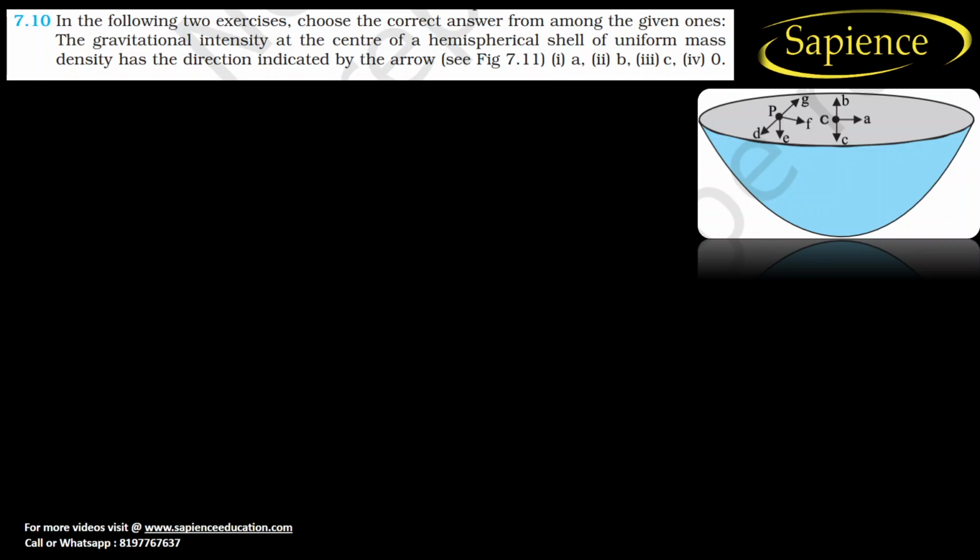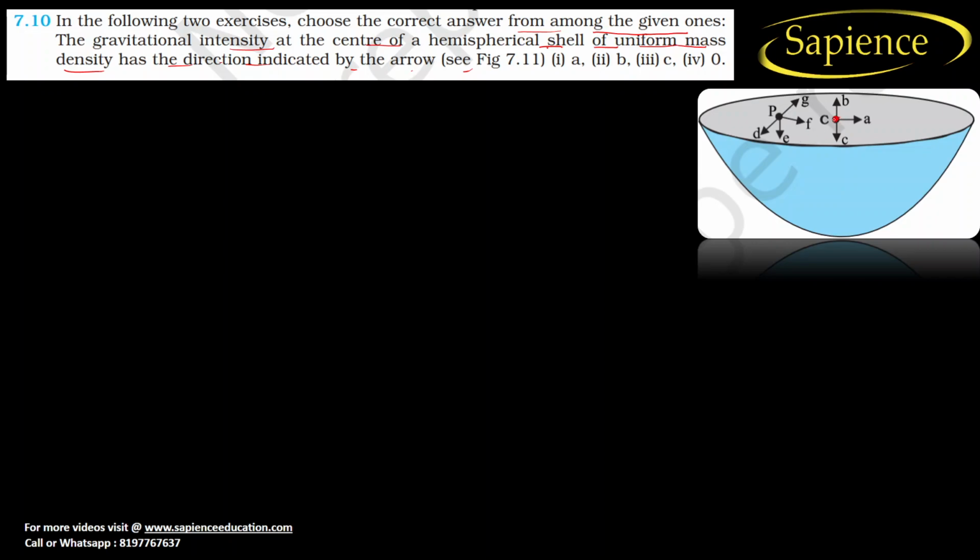Good evening, everyone. So I'm discussing question number 7.10 of the gravitational chapter of NCERT. Here the question asks: in the following two exercises, choose the correct answer among the given ones. The gravitational intensity at the center of a hemispherical shell of uniform mass density has the direction indicated by the arrow, which is maximum when it is at the center.